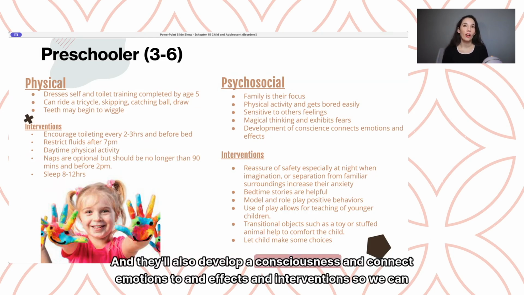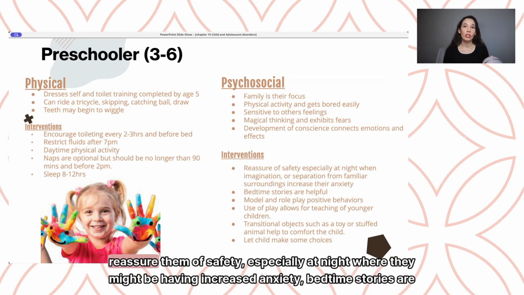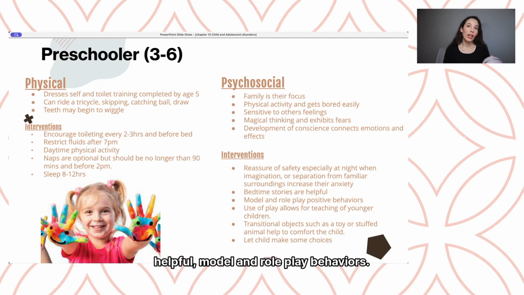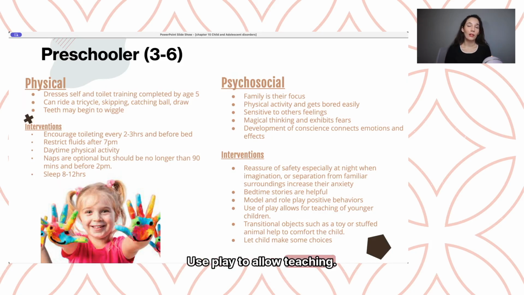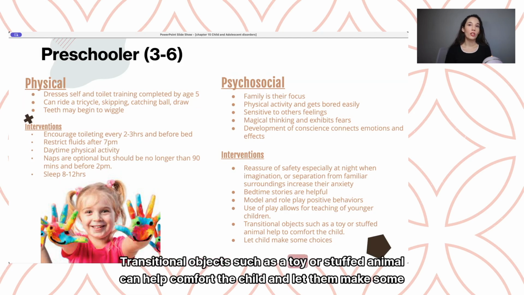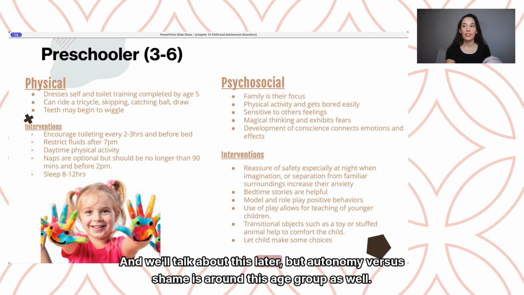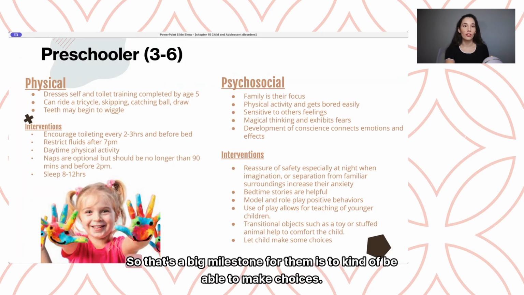And they'll also develop a consciousness and connect emotions to effects. For interventions, we can reassure them of safety, especially at night where they might be having increased anxiety. Bedtime stories are helpful. Model and role play behaviors, so we want to show them the behaviors that we want to see from them. Use play to allow teaching. Transitional objects such as a toy or stuffed animal can help comfort the child and let them make some choices. And we'll talk about this later, but autonomy versus shame is around this age group as well. So that's a big milestone for them, being able to make choices.